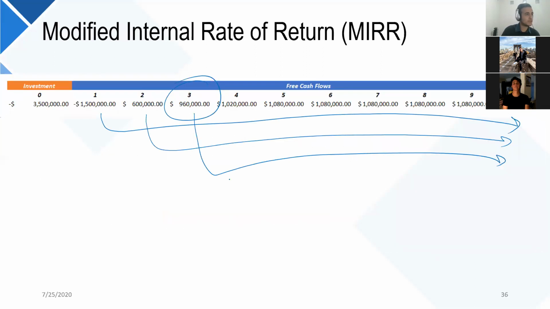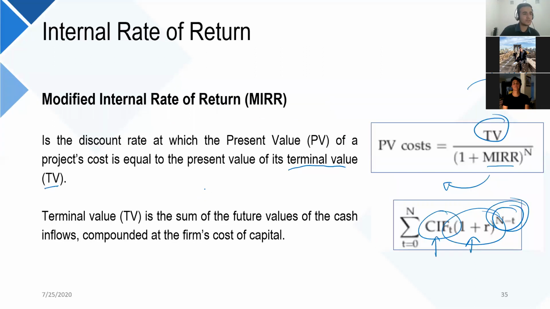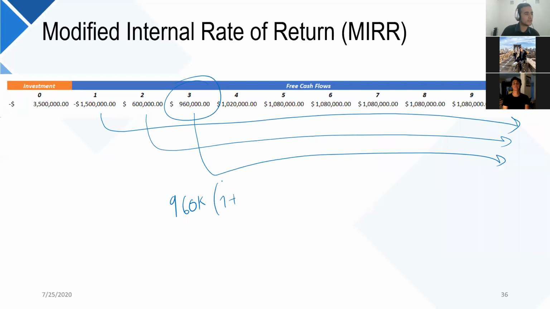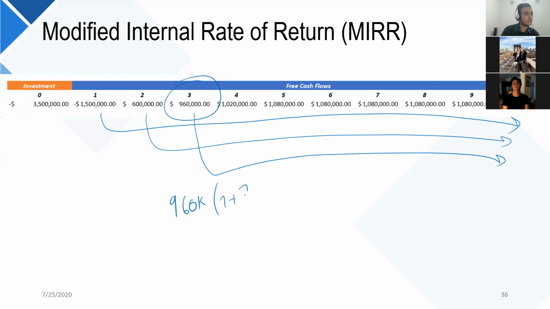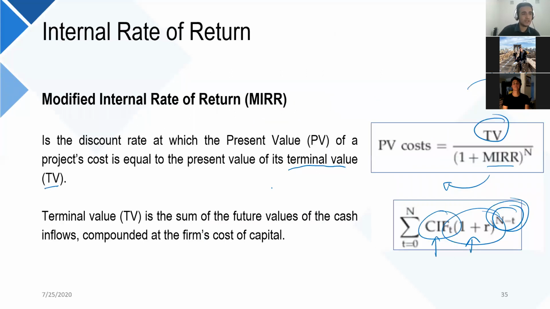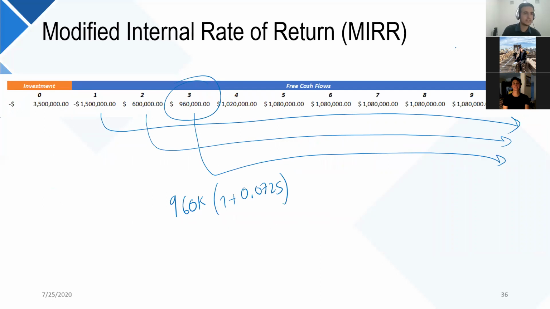The cash inflow will be 960,000, and I just use K for it to be faster. And we are going to compound it. Compound it to what? Well, to 1 plus the rate. And what is our rate? Well, our rate is 7.25%, okay? So it will be, well, actually, let's do it without percentages, 0.0725. And then it says that you need to compound it to the end of the period. So it will be n minus the period. So n is 10 minus the period you are at, it's 7, it's 3.